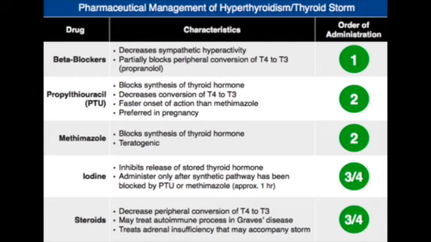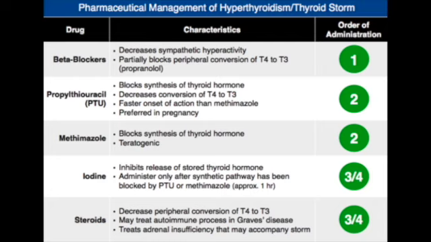So management is IV fluids, propranolol, plus antithyroid medications like PTU or methimazole, but PTU is preferred, plus IV glucocorticoids. So again, beta blockers, iodide, glucocorticoids, and thionamides, and that's PTU. But first you want to do propranolol in thyrotoxic crisis. So beta blockers reduce the tachycardia and decrease adrenergic symptoms.